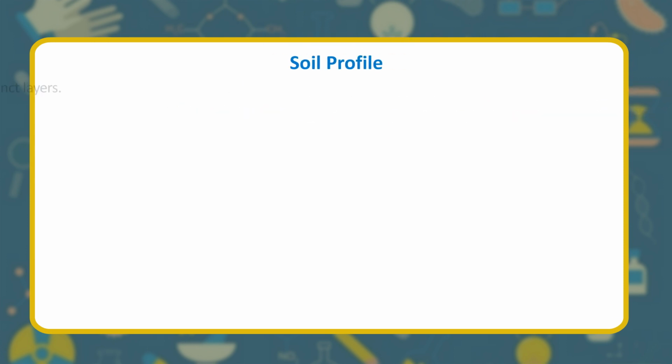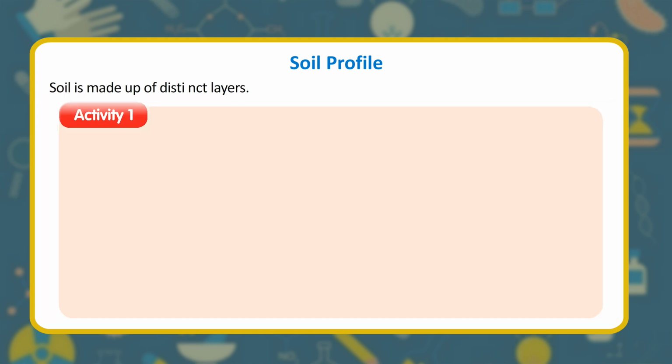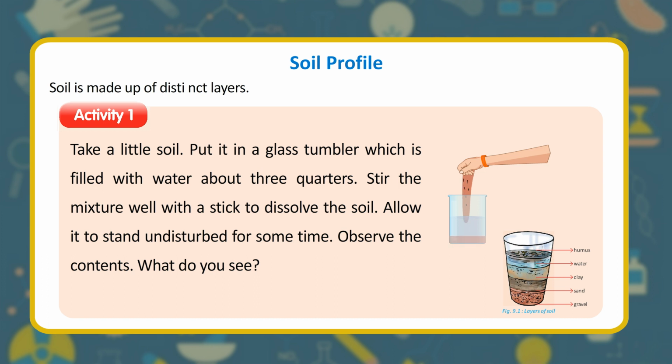Soil profile. Soil is made up of distinct layers. Activity. Take a little soil. Put it in a glass tumbler which is filled about 3/4 with water. Stir the mixture well with a stick to dissolve the soil. Allow it to stand undisturbed for some time. Observe the contents. What do you see?